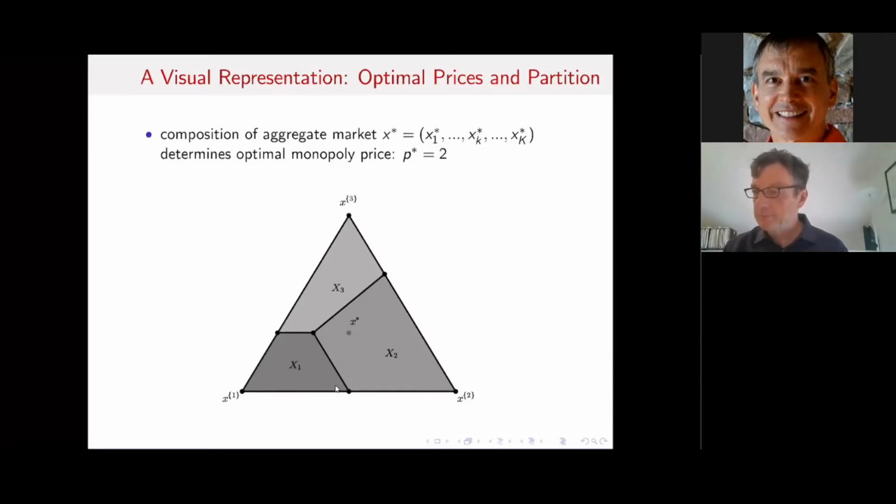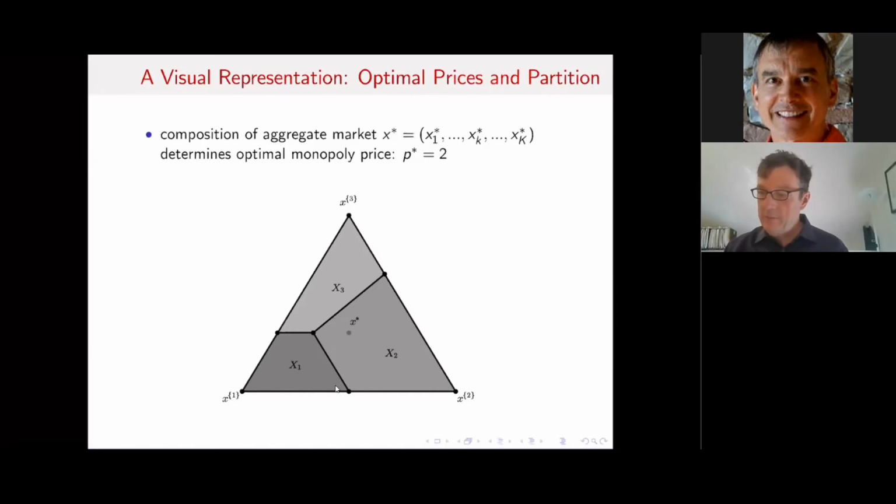Good. So X star, the point in the middle, is where we are. And we can then ask, what would be the optimal prices to charge? This gives us the division, or if you wish, the partition of this probability simplex into these segments that I introduced earlier, namely capital X1, capital X2, and capital X3, where it is optimal to charge the price 1, 2, or 3 respectively.